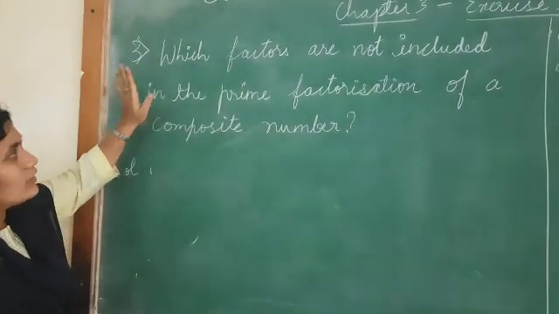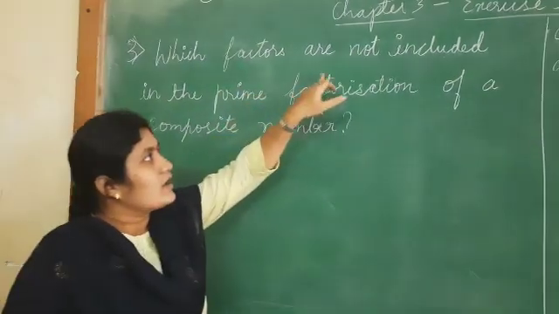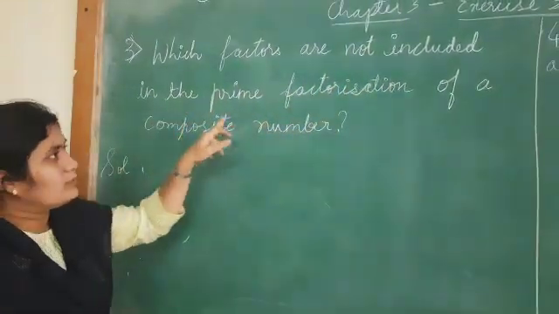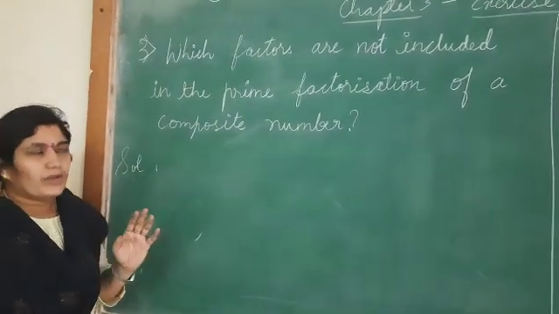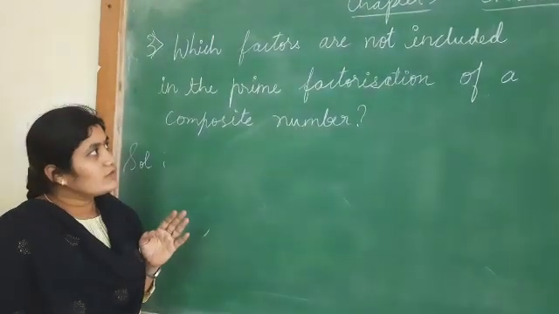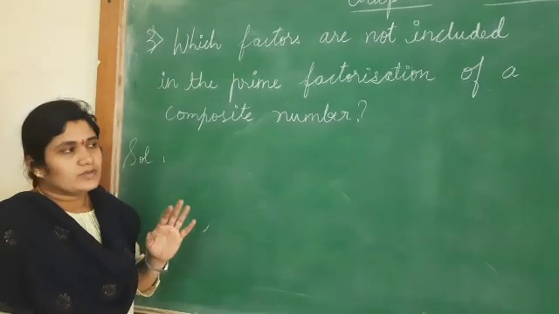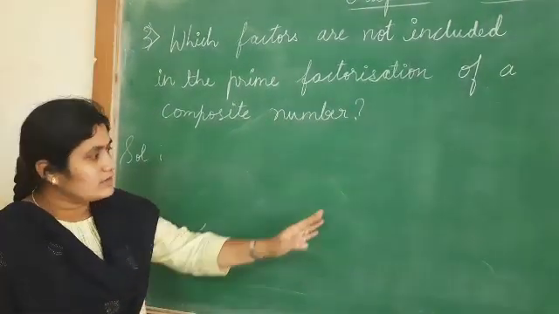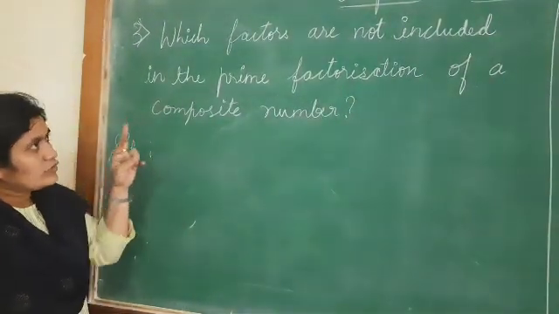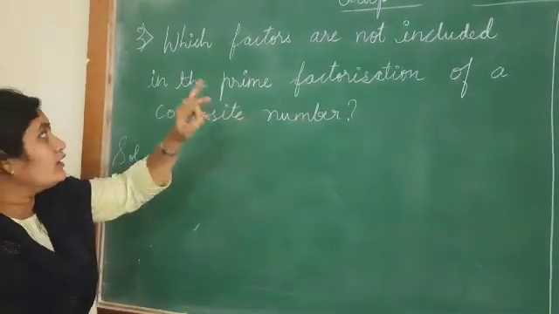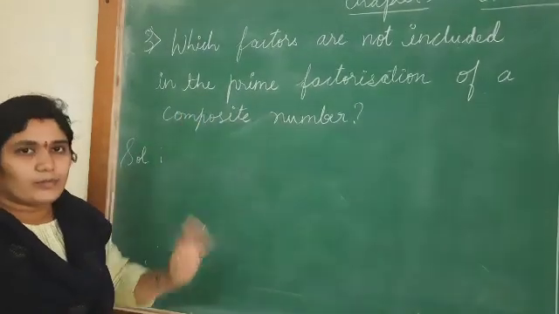Now let me start with the third problem. Which factors are not included in the prime factorization of a composite number? As you all know, prime factorization is the factorization which is dependent on prime numbers. That means all the factors which we write of a number should be prime. But here the question is which factors are not included in the prime factorization of a composite number.